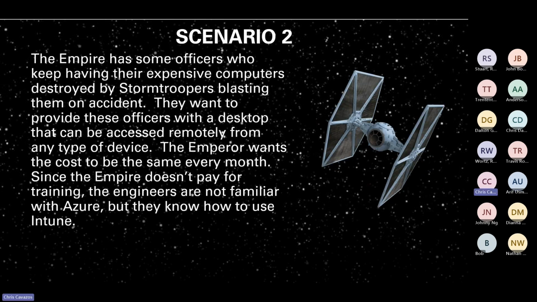Nice. All right, scenario 2. The Empire has some officers who keep having their expensive computers destroyed by stormtroopers blasting them on accident. They want to provide these officers with a desktop that can be accessed remotely from any type of device. The Emperor wants the cost to be the same every month. Since the Empire doesn't pay for training, the engineers are not familiar with Azure, but they know how to use Intune.